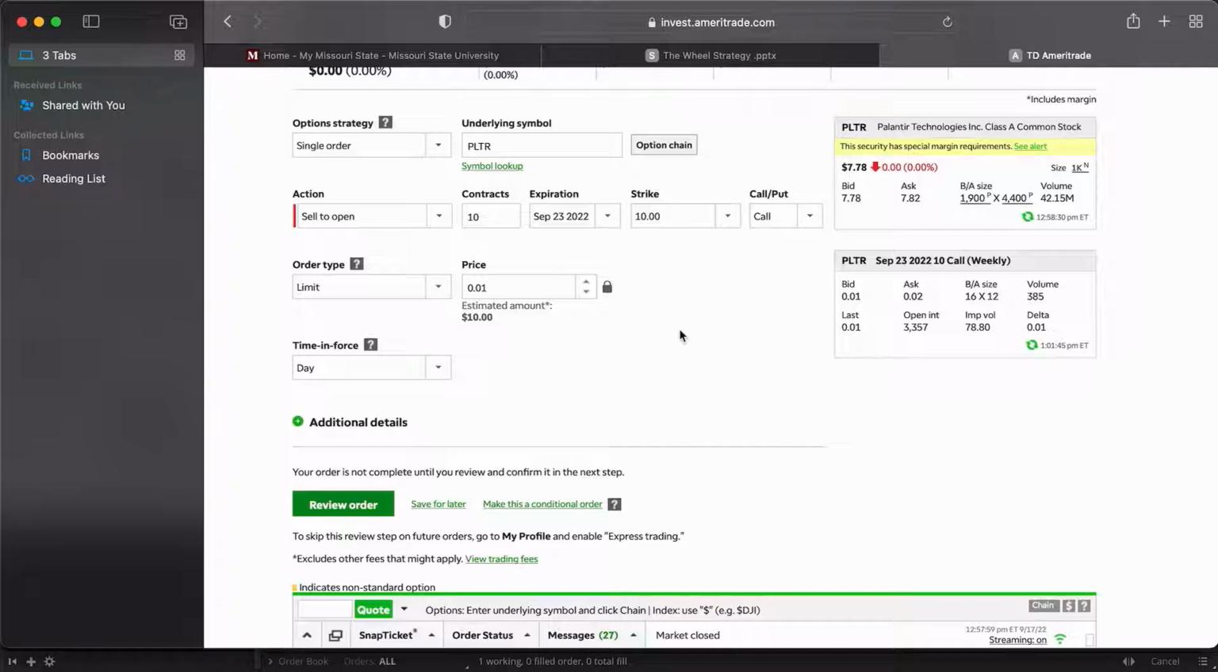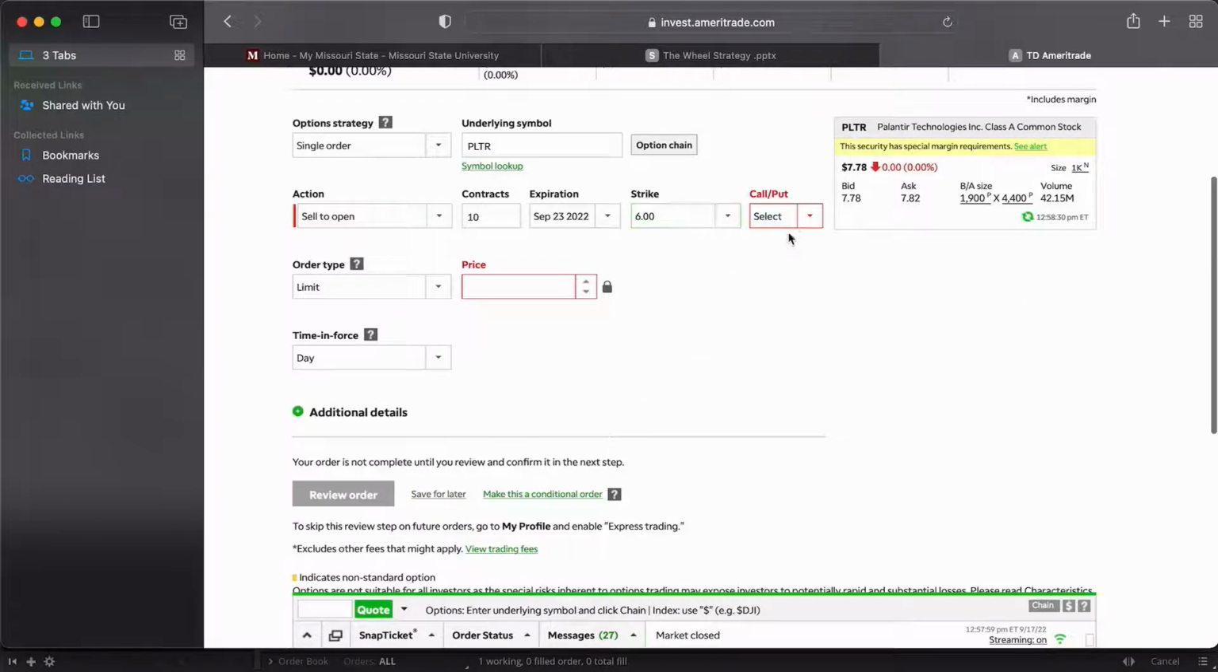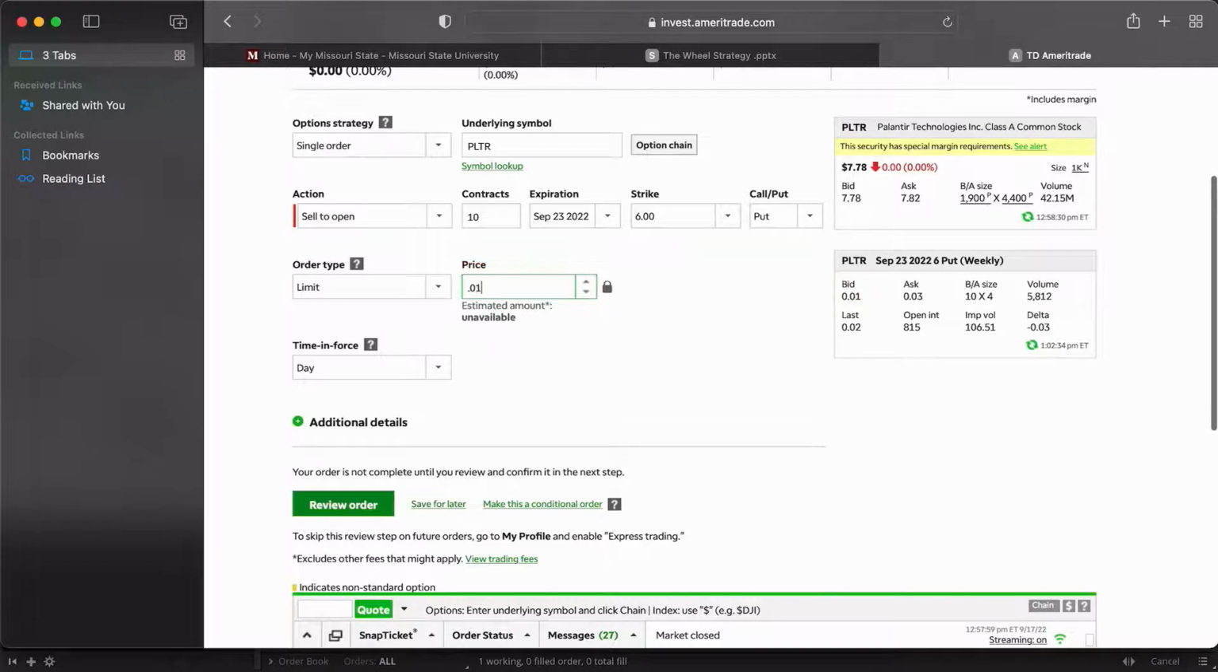Because the likelihood of this moving all the way down, if we look at the $6 put strike, for example, you'll see the same exact thing. The likelihood of Palantir moving down to $6 per share within a week is highly unlikely.